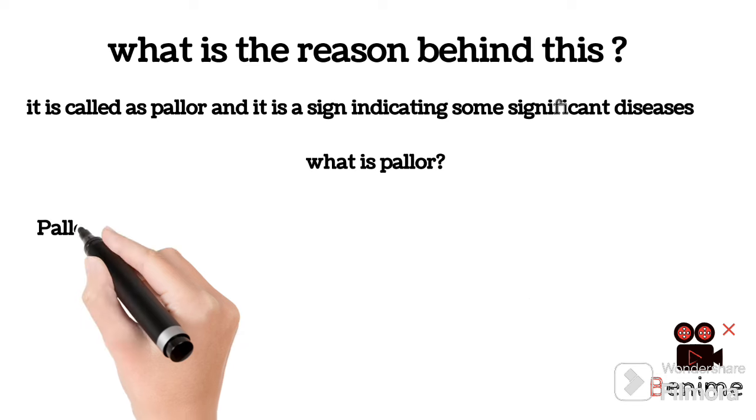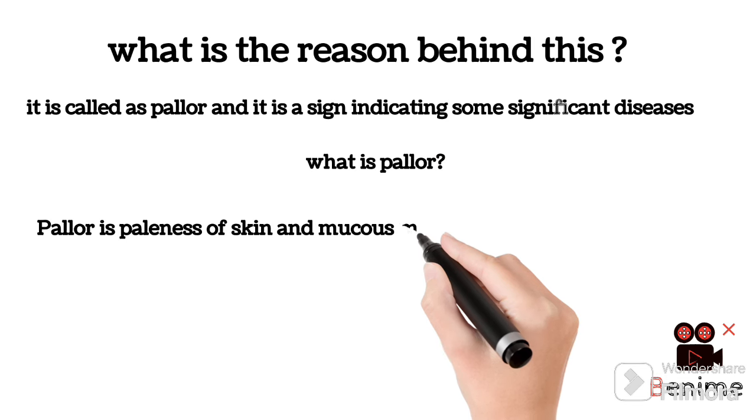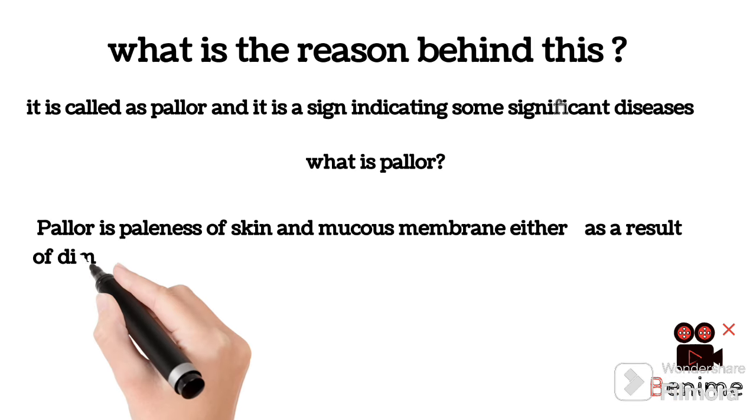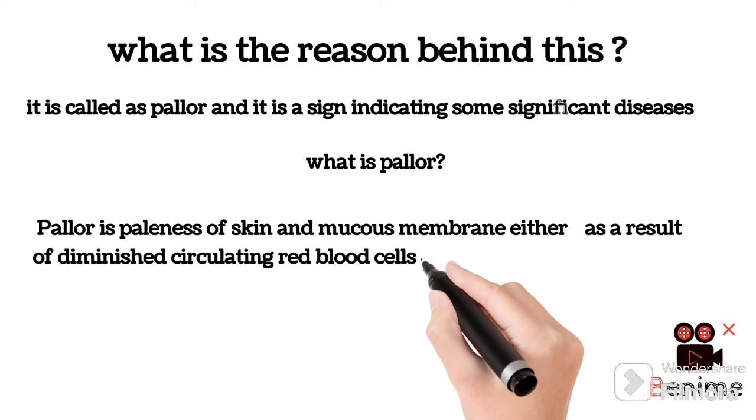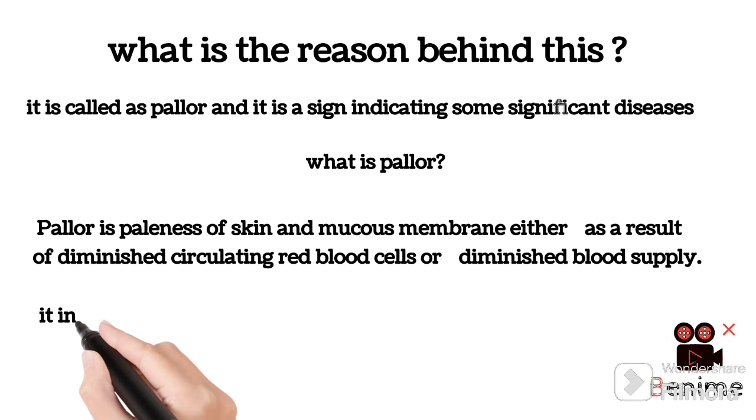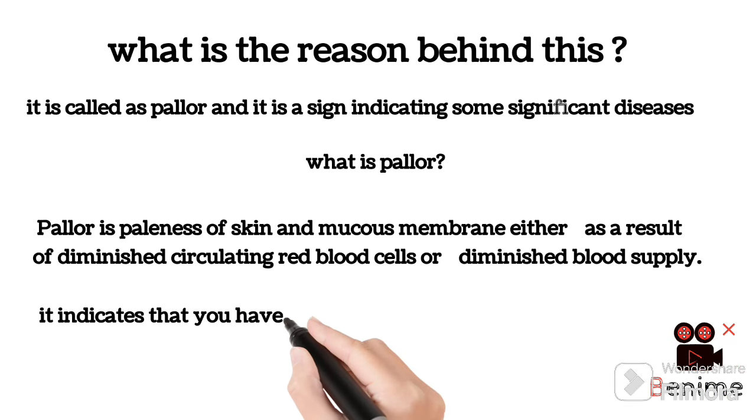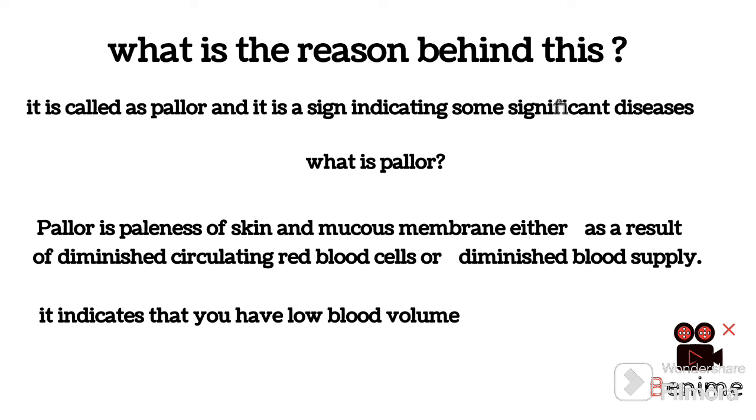What is pallor? Pallor is a paleness of skin and mucous membrane, either as a result of diminished circulating red blood cells or diminished blood supply. It indicates that you have a low blood volume.